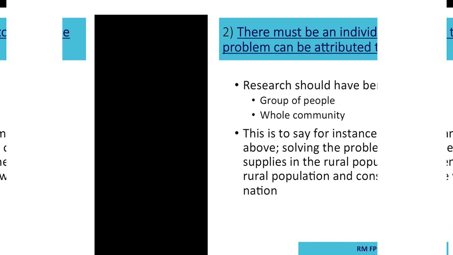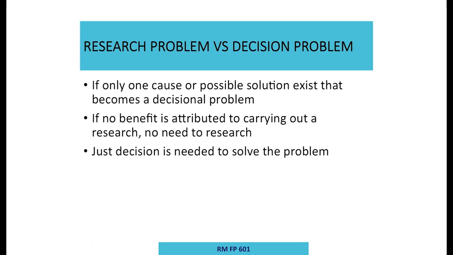rural areas. Therefore, if only one cause or possible solution exists, then this turns from a research problem to a decision problem. And if there is no benefit attributed to carrying out a research, then there is no need of carrying out that research. It is a decision that is needed to solve this problem.